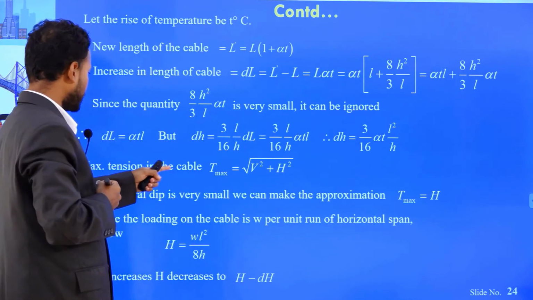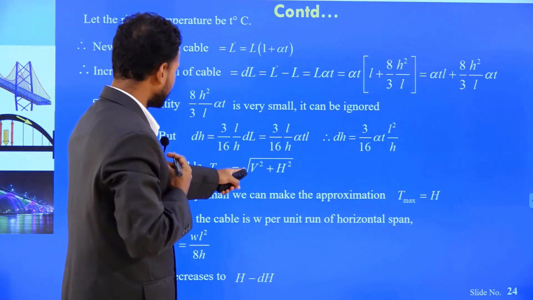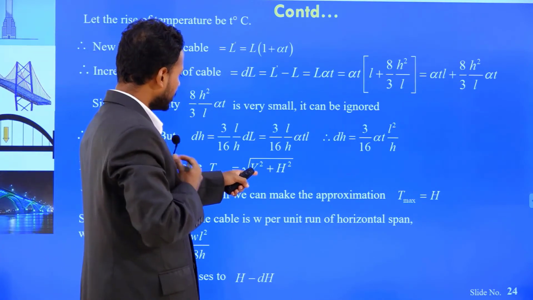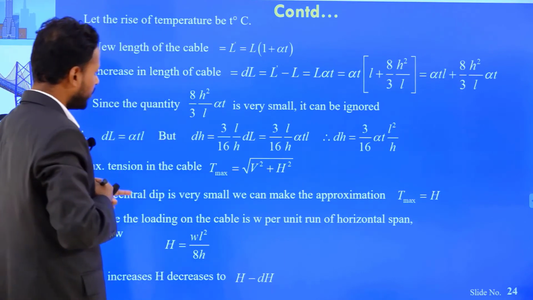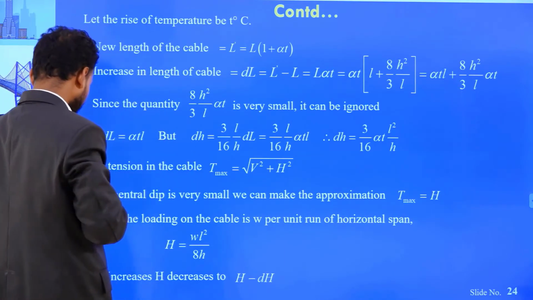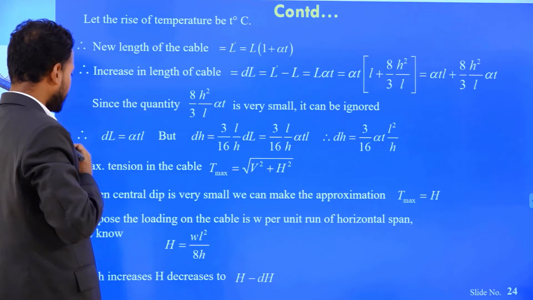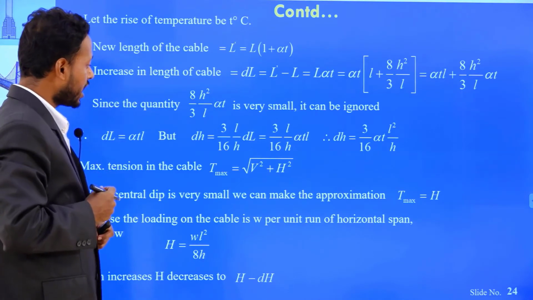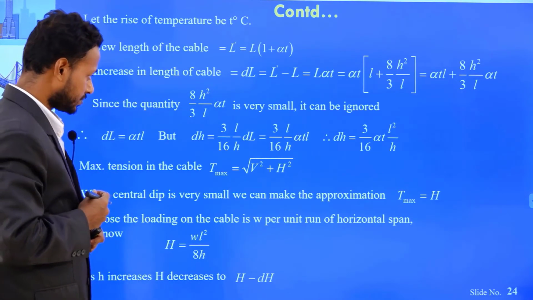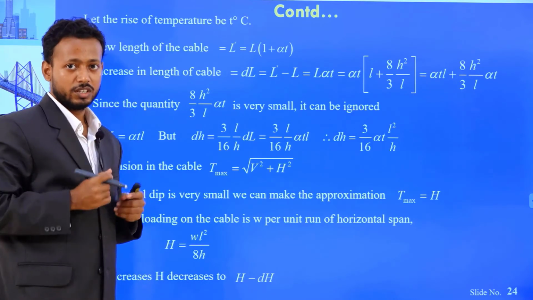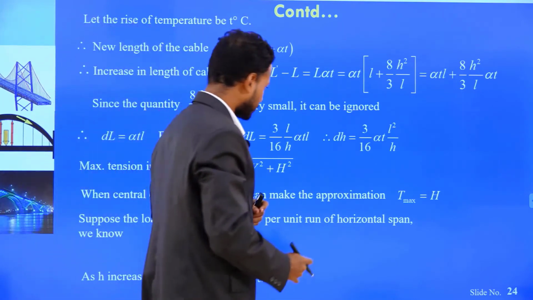So maximum tension in the cable T max equals under root V square plus H square. So I will put the value of V and H in that expression. When the central deep is very small, we can make the approximate tension. Just see here.